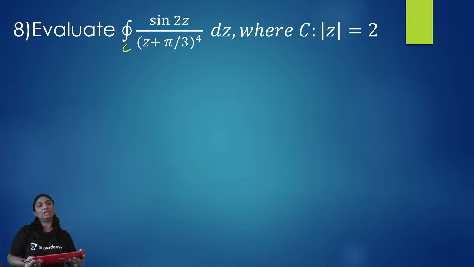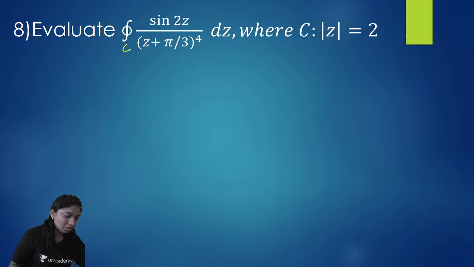Here again you will get the residue at z is equal to minus pi by 3 of order 4. You can do that as well, but better we will evaluate this by using Cauchy's integral formula, where mod of z is equal to 2. That will be very simple.